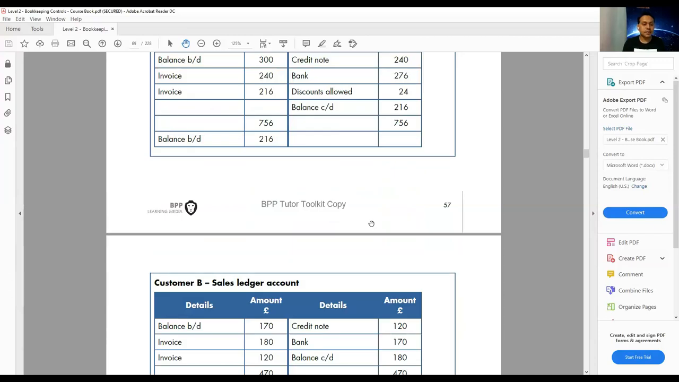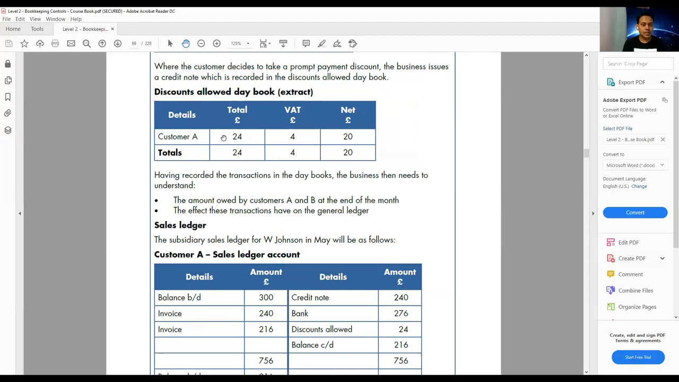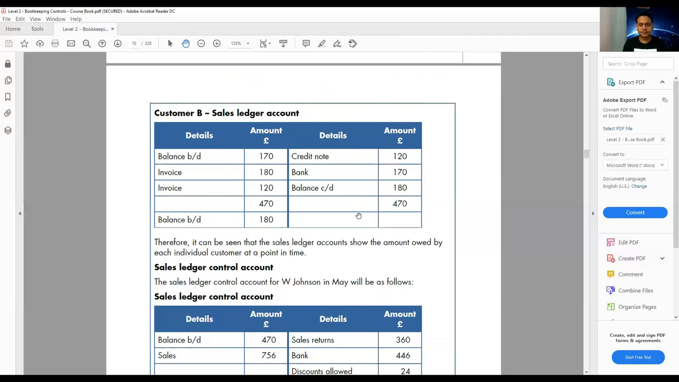Then you do the same thing for customer B. Opening balance 170. We have sold twice to this customer, 180 and 120. Then we have a credit note, which means the customer returned goods to me. Bank 170, he paid me. There is no discount allowed for this customer. You can check on the discount allowed day book. You see that on the discount allowed day book, we only gave discount to customer A, not B. I'm writing this side, and my balance is 180.